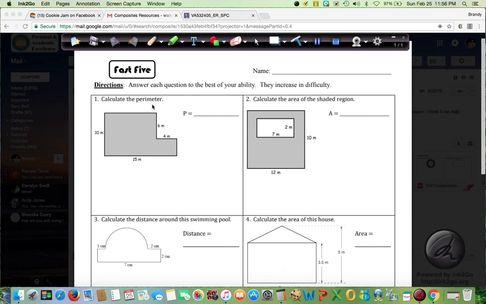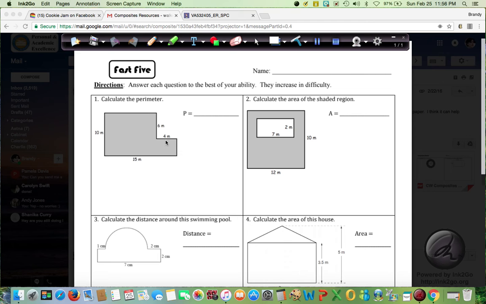Alright, number 1, calculate the perimeter. The word perimeter means to go around a figure. Now, when we're going around it, we don't really need to break it into pieces. You only need to break something into different shapes when you're looking for the area, because we have area formulas that help us find the area of these separate shapes. When we're looking for the perimeter, the key is to make sure that we have numbers on each side.